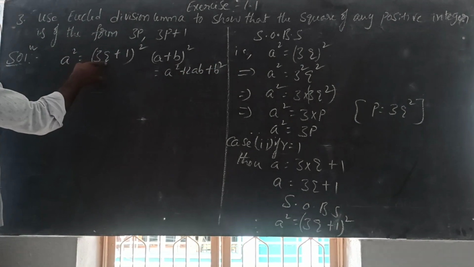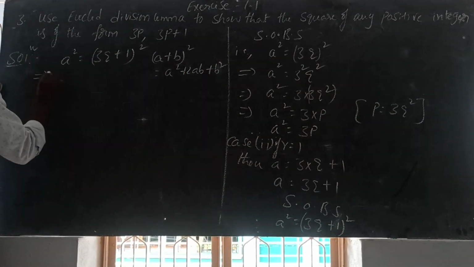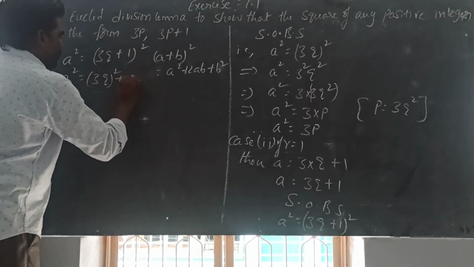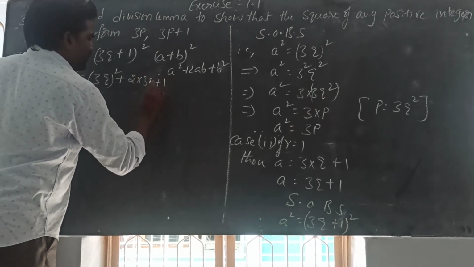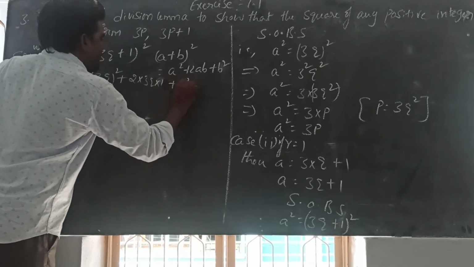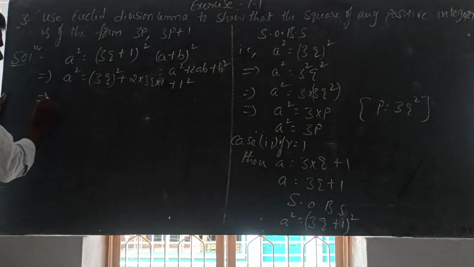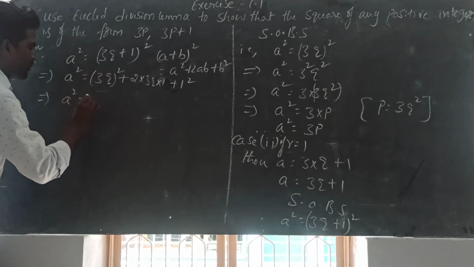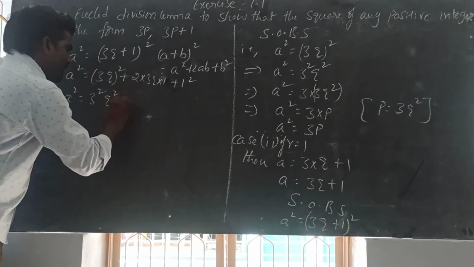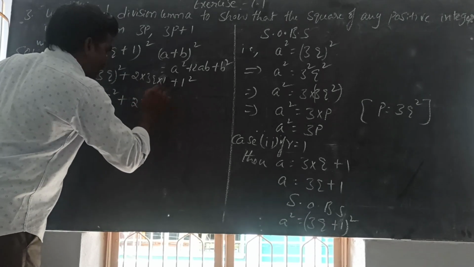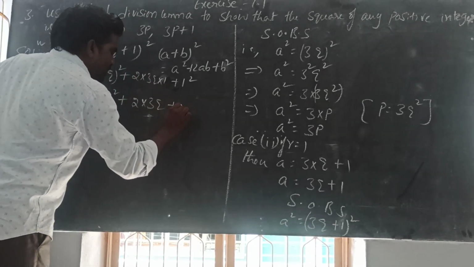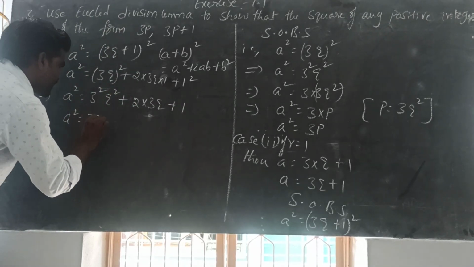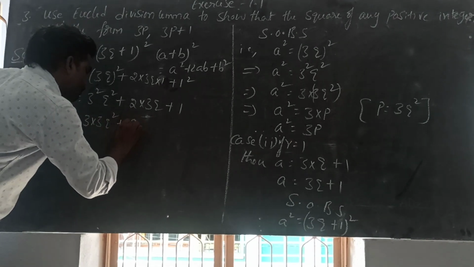Here a is the what? 3q, b is the what? 1. So a square is equal to (3q) whole square plus 2 into 3q plus 1 square. Here we can use the formula (ab) whole power m is a power m into b power m. So 3 square is 3q square plus 2 into 3q, 1 is multiplied by anything you get the same, 1 square is how much? 1. So a square is equal to 3 square means 3 into 3, q square plus 2 into 3 into q plus 1.